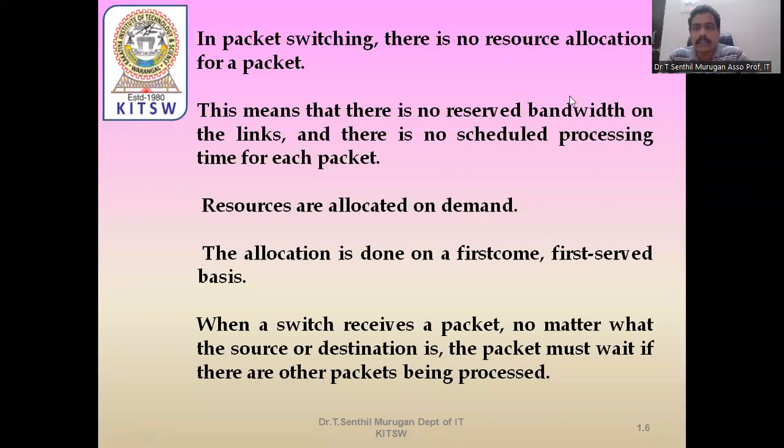In packet switching, there is no resource allocation for packets. That means no dedicated link will be allocated, and no resource will be allocated for switching the packets. This means there is no reserved bandwidth, especially no specialized link for transmitting the packets, and even no scheduled processing time for each packet. Whenever a packet wants to be transmitted, it is allocated on demand, on a first come first served basis, FCFS. When a switch receives the packet, it decides where the packet wants to move, how it will be processed, and where the delay is less or where the resource is available. Accordingly, it will be allocated.